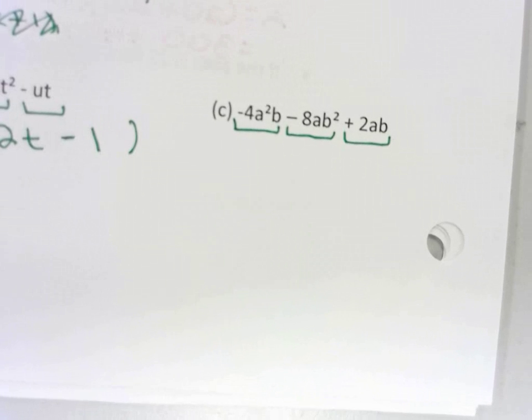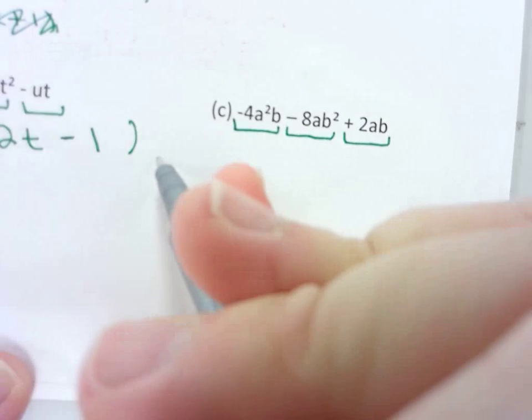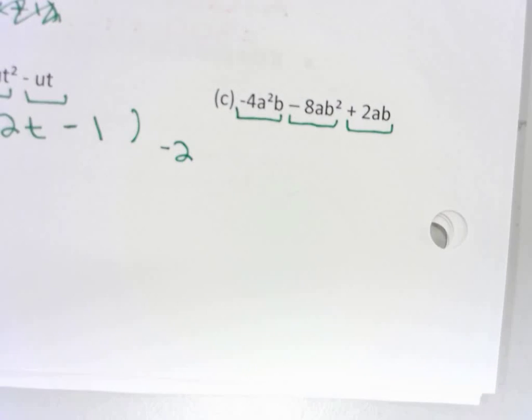So what is the GCF? Let's look at my coefficients first. Negative 4, negative 8, and 2. What is the GCF of negative 4, negative 8, and 2? 2. Let's take out a negative 2. Doesn't really matter. I'm going to choose to take out a negative 2. So that's my coefficient part of my GCF.